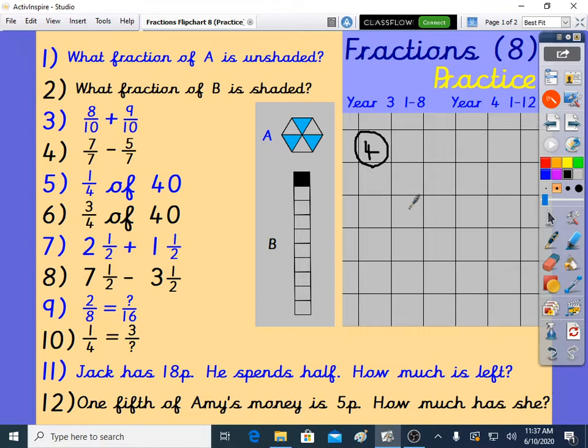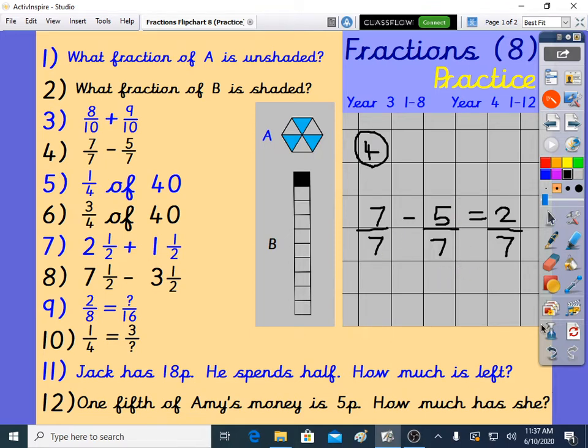Question 4. 7/7 take away 5/7. 7/7 is actually the same as 1 whole because you've got all the pieces. It's in 7 pieces, you've got all 7 of them. But you're not going to have all 7 of them for long because we're going to take away 5 of them. If you had 7/7 but you took away 5 of them, or you lost 5 of them, you would only have 2 left because 7 take away 5 is 2 and it's 2/7. 7ths all the way. 7/7 take away 5/7 is 2/7.